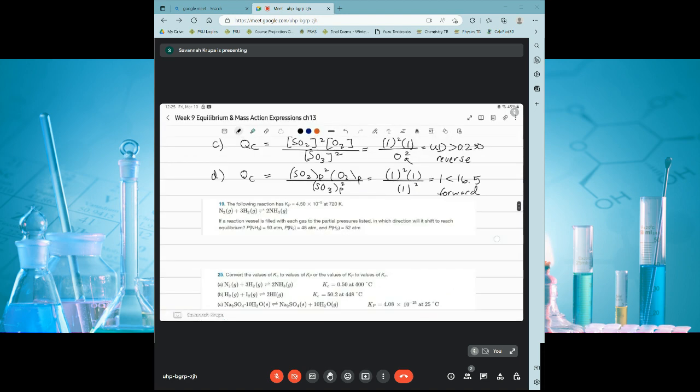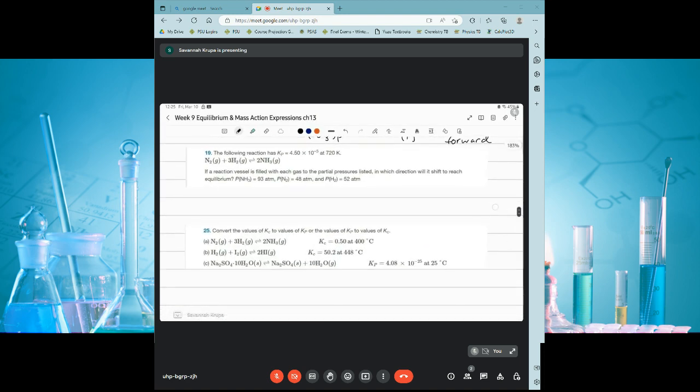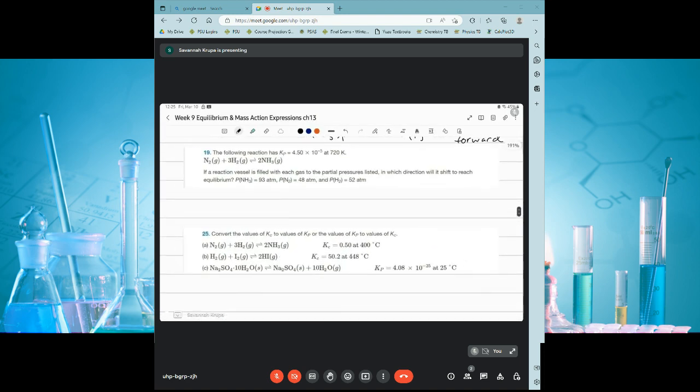This problem is 19, and it says the following reaction has Kp equals 4.50 times 10 to the negative fifth at 720 Kelvin. So we have nitrogen gas added to hydrogen gas, and it makes NH3. If a reaction vessel is filled with each gas to the partial pressures listed, in which direction will it shift to each equilibrium? And so it gives us the pressures. And so it is going to be what we were doing in problem 17.